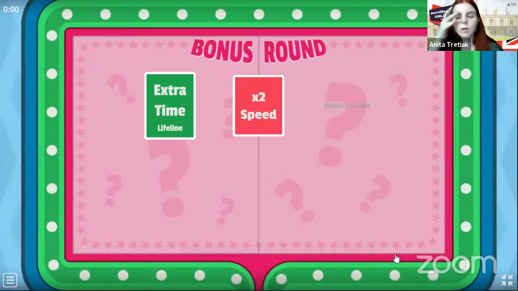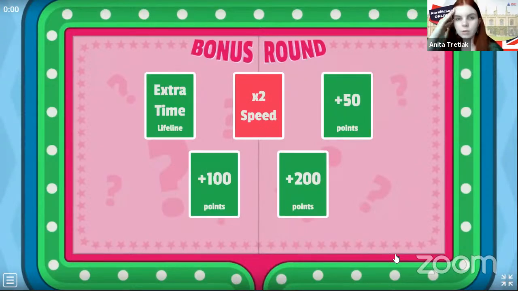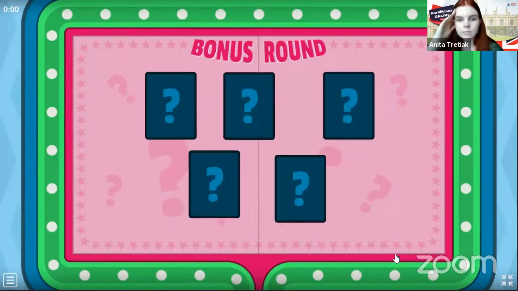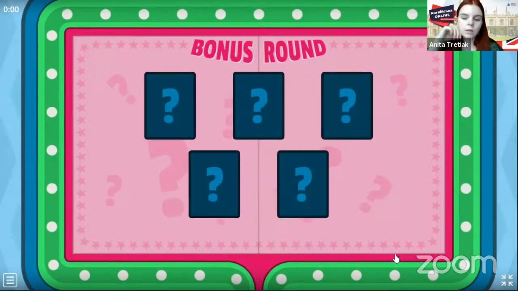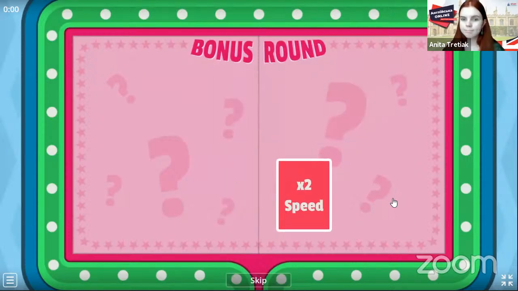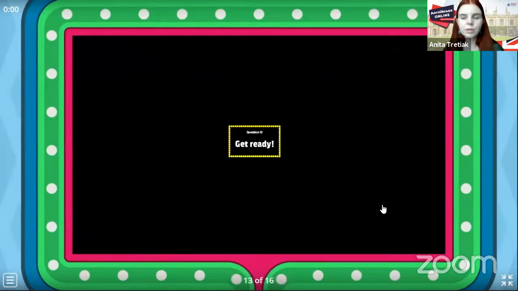Bonus round. Okay, I hope we can choose something good. Okay, so what are you choosing? I remember you wanted number 5, but maybe for this one you want another one, maybe number 3. Okay, let's pick this one. Not so lucky. Again, we need to do this one very fast. I'm gonna read really fast.